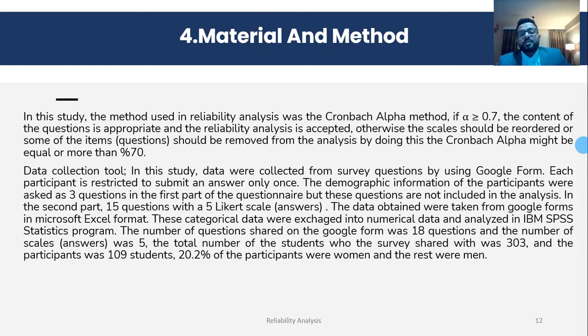The number of questions shared on the Google form was 18 questions, divided into two parts. One of them has 3 questions, and the other has 15 questions. The questions included in the analysis were 15 questions, and the number of scale answers was 5. The total number of students the survey was shared with was 303, and the participants were 109 students. 20% of them were women, and the rest were men.